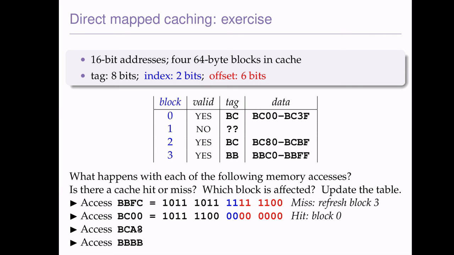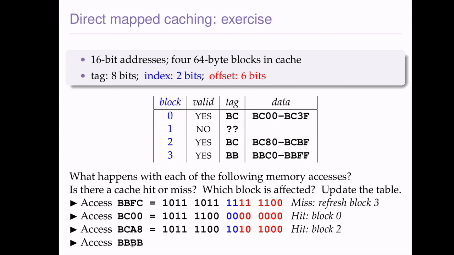So let's have a look at the next one, which is BCA1. So A would be 1010, so the index would be 10, so we'll get block 2. So block 2 has valid information in it. It has a tag of BC, and it has a range of BC80 to BCBF. So we access BCA8, block 2, and this will be a hit because it's in range and it has the correct tag. So then we go on to the next one.